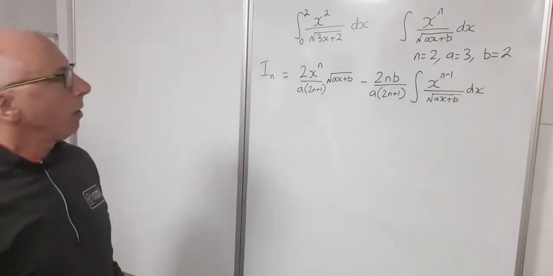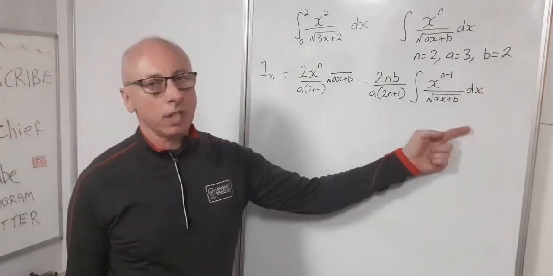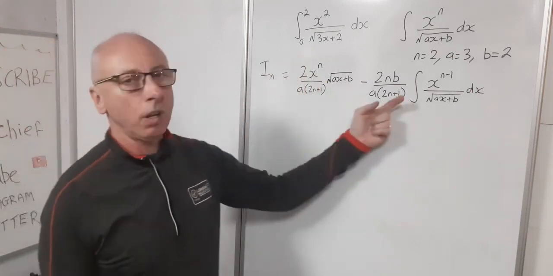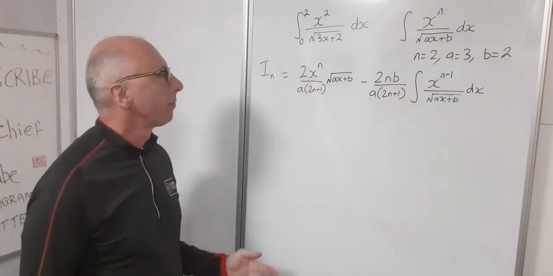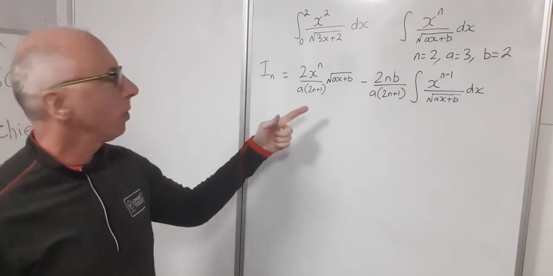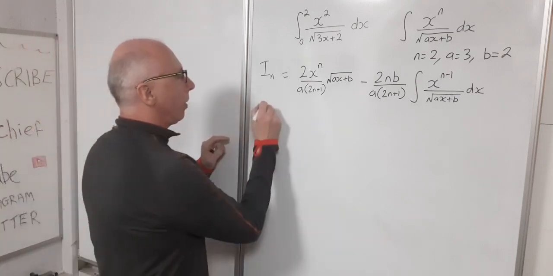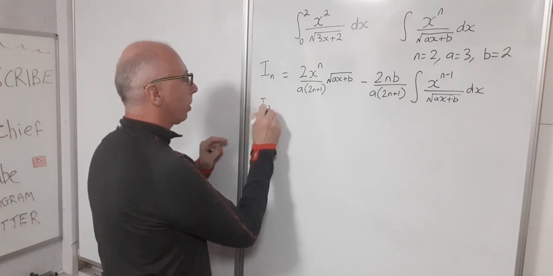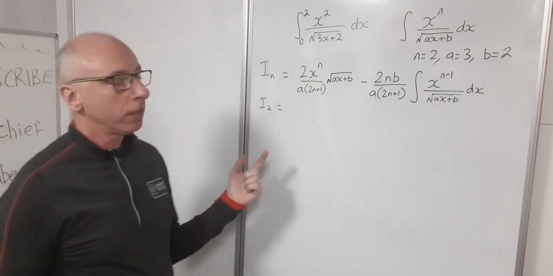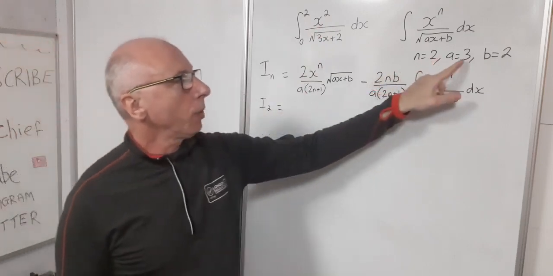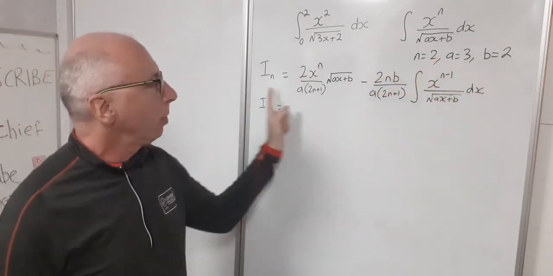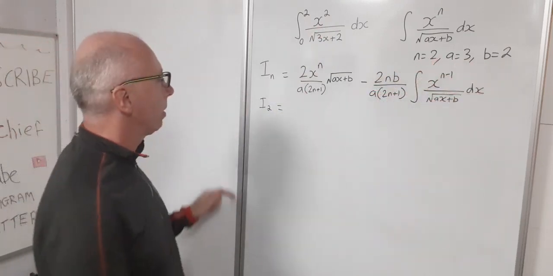Okay, now we can work out what this is for our integrand by just plugging those values into this formula. And that's how we use a power reduction formula. So let's go ahead and do that. If I go for I subscript 2, that's what our integrand requires, as it's x to the power of 2. I've got n is 2, a is 3, b is 2. So let's plug all those in there and see where it takes us.